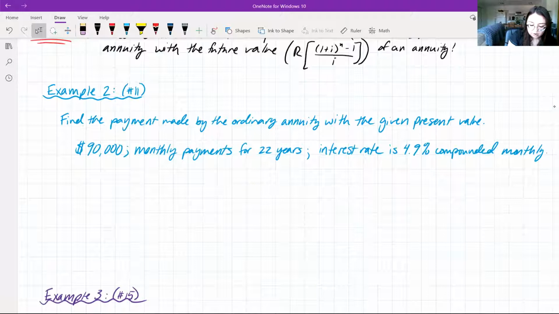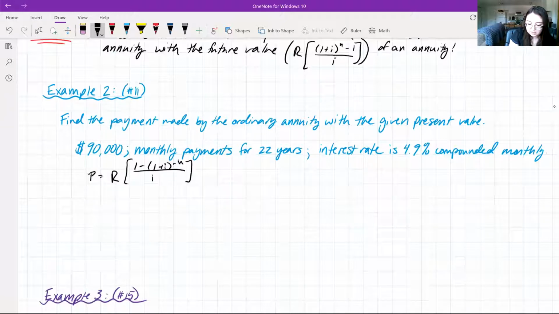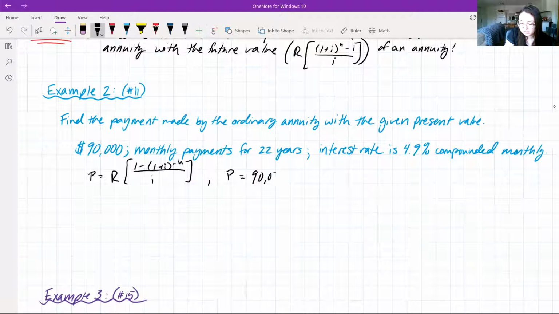So we know our equation we can just rewrite is P is equal to R times 1 minus 1 plus i to the negative n power divided by i. Here we go. We know that's our equation. We know we're needing to find our monthly payments. So the values that we do have are P is equal to 90,000. We're trying to find R.